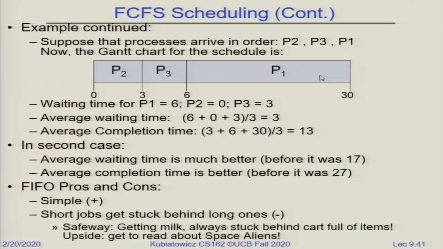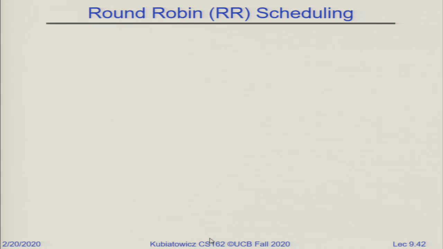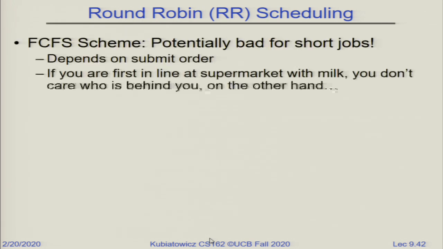They're simple to implement, but the downside is that short jobs get stuck behind long ones. This is like trying to buy milk stuck behind a large cart of items. The best part about getting stuck behind a large cart is you get to read the latest thing about space aliens. So, I don't know, maybe first come, first serve works out there or not. But let's see if we can do something different.